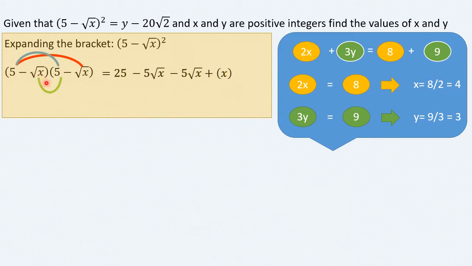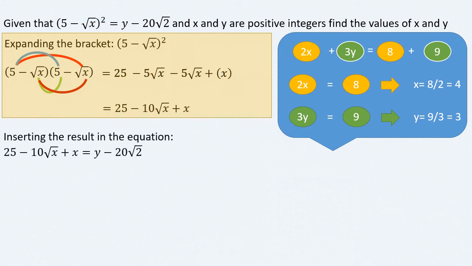Similarly, we multiply the negative root x in the first bracket by all elements in the second bracket. So we have negative root x multiplied by 5, which gives another negative 5 root x, and negative root x multiplied by negative root x gives us simply x. So summing up the elements of this expression, we have 25 minus 10 root x plus x. Now, going back to the original problem and inserting this into the equation, we have 25 minus 10 root x plus x equals y minus 20 root 2.